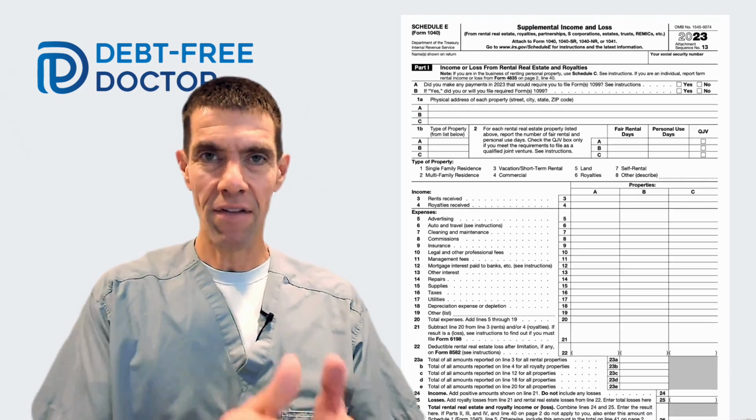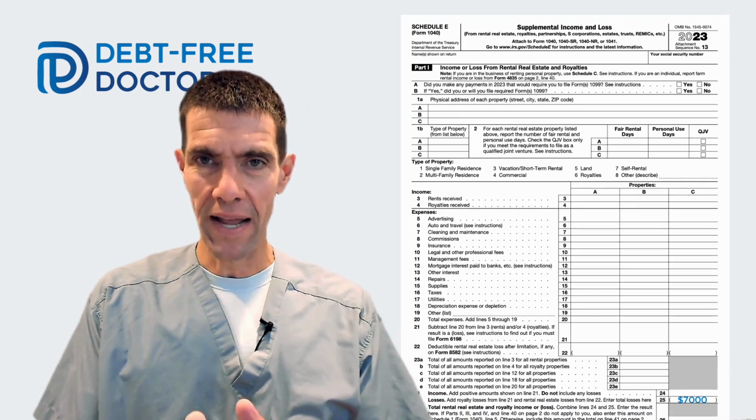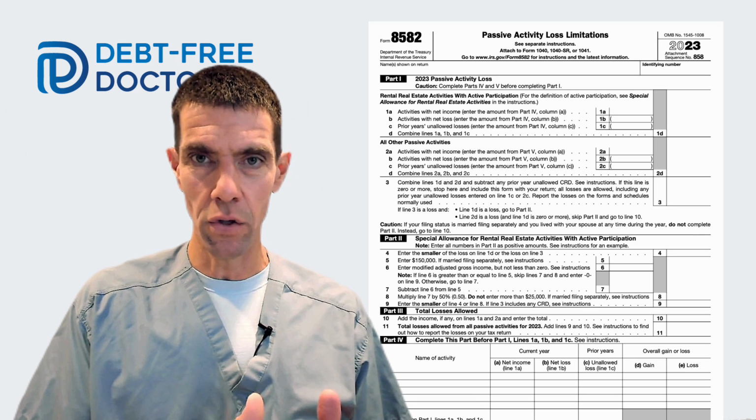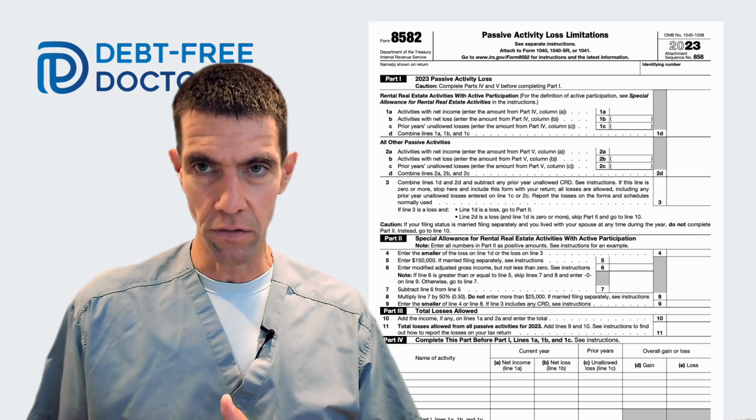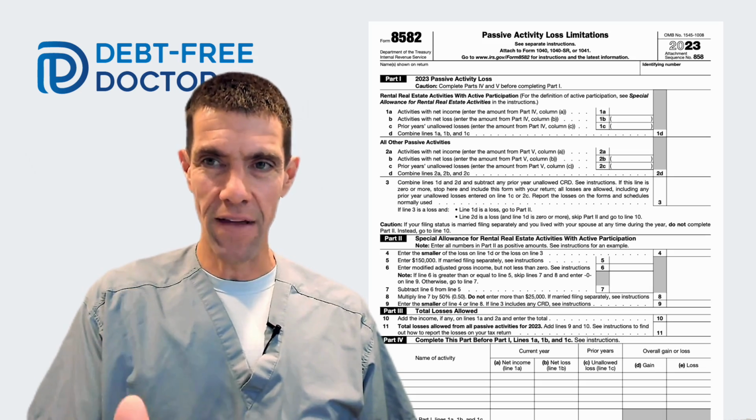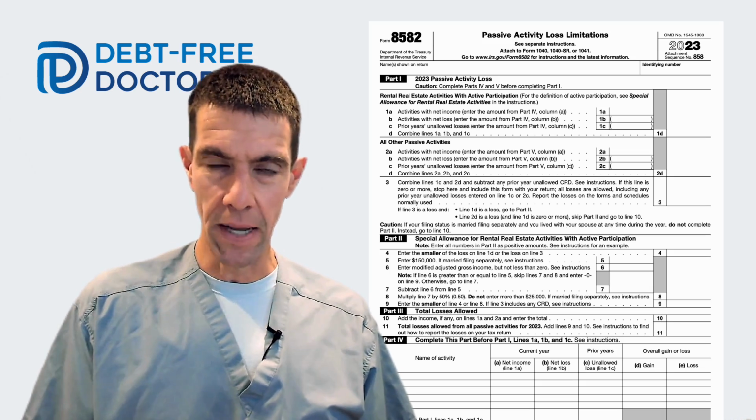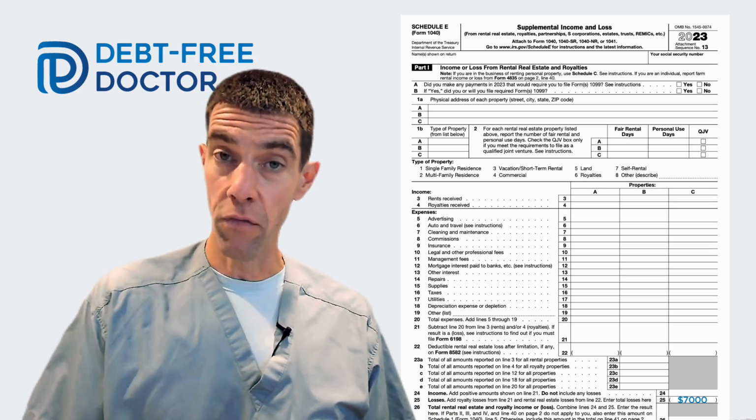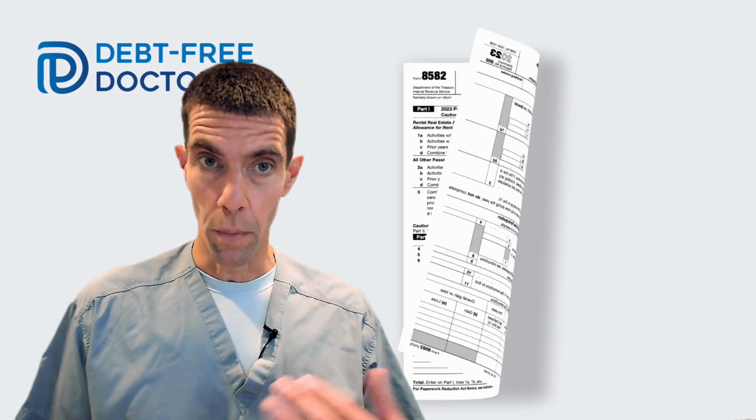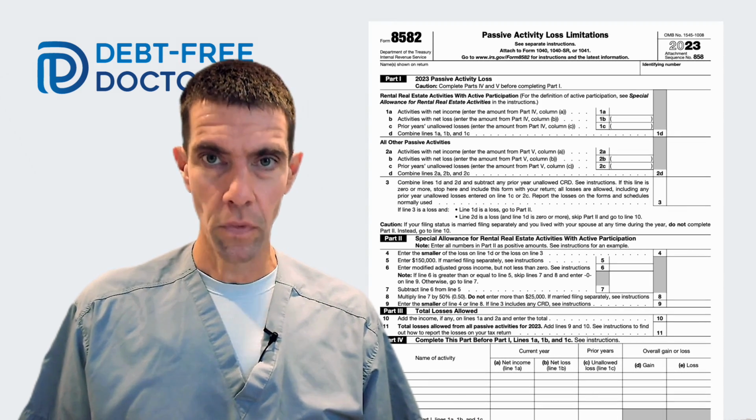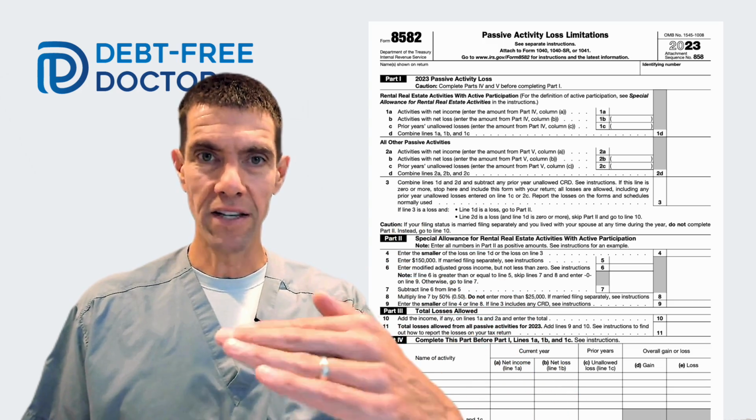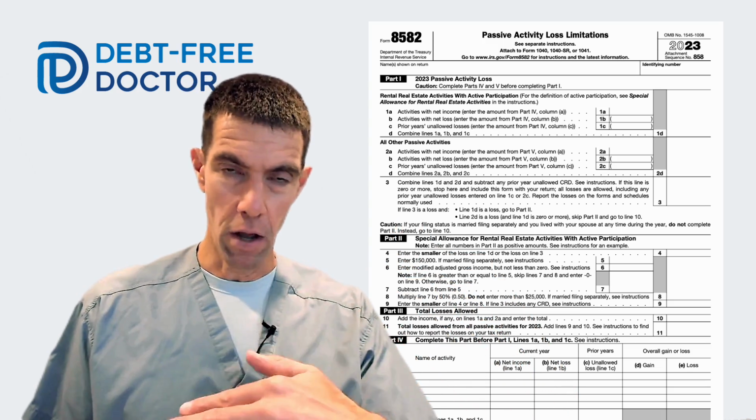Now, my $7,000 loss will be reflected on Schedule E, part of your 1040, as a passive loss, reported on Form 8582, the passive activity loss limitations, which lists out all the passive activities, income, and losses. Let me repeat that. My $7,000 loss is going to be reflected on Schedule E, part of your 1040, as a passive loss, reported on Form 8582, which is going to list out all the passive activity income and losses that you have.